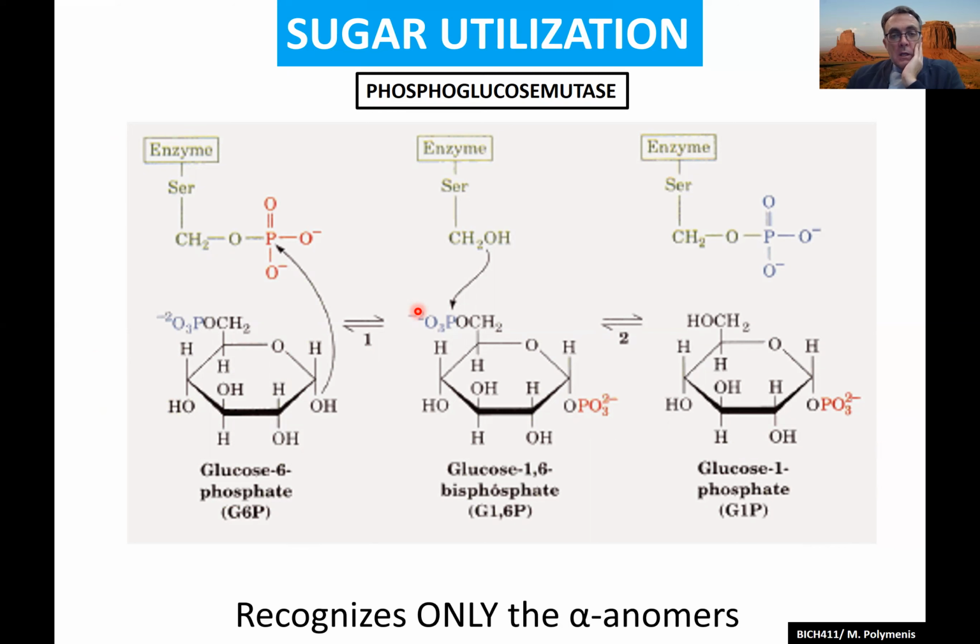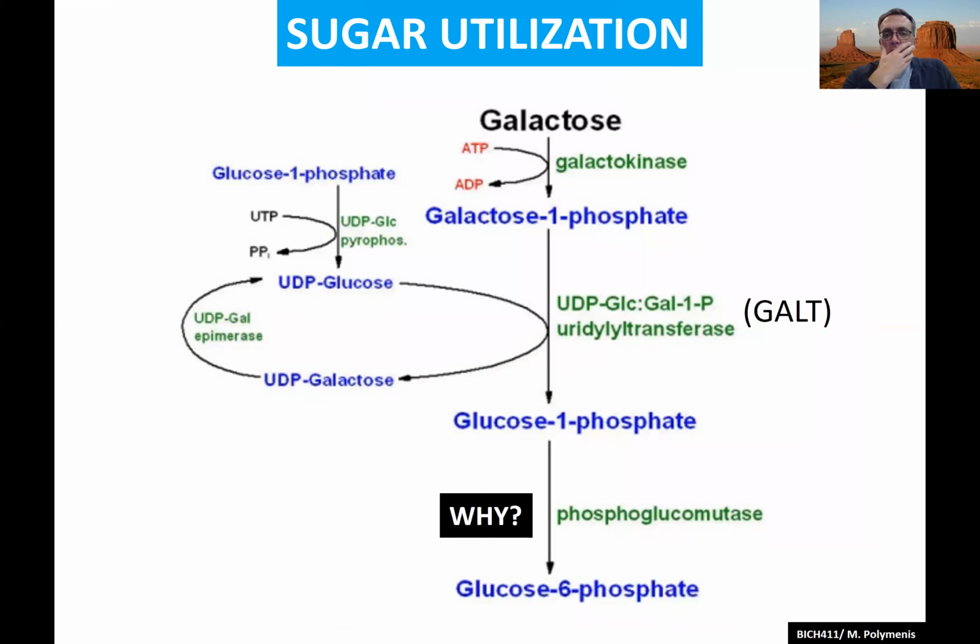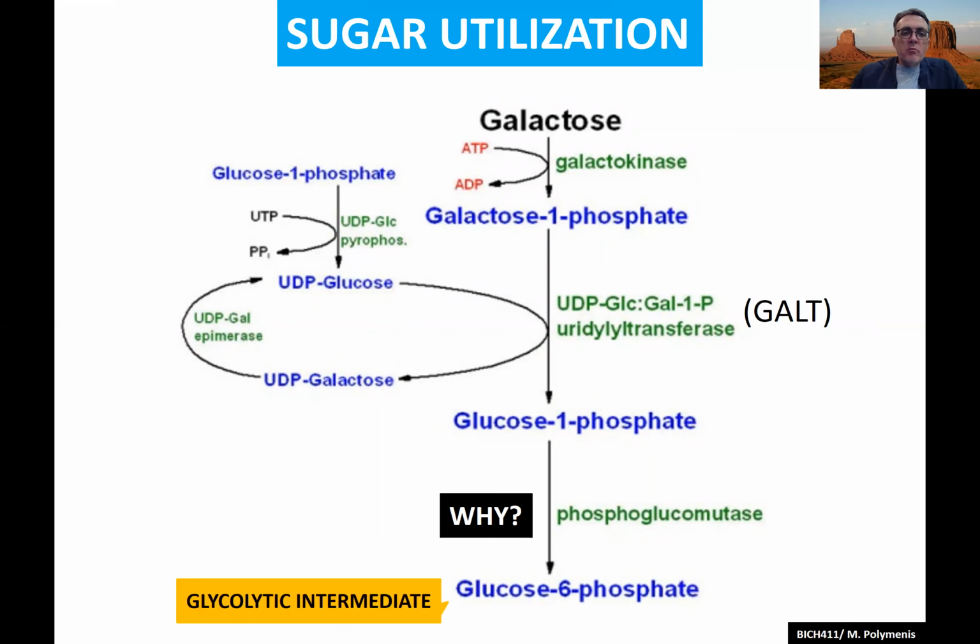Again, this enzyme recognizes only the alpha anomers, which explains why at the very beginning we had to convert galactose from the beta anomer to the alpha anomer. So why do we do this? Obviously, because it's a glycolytic intermediate. So that completes the whole galactose utilization pathway, and we see how we get to utilize galactose.